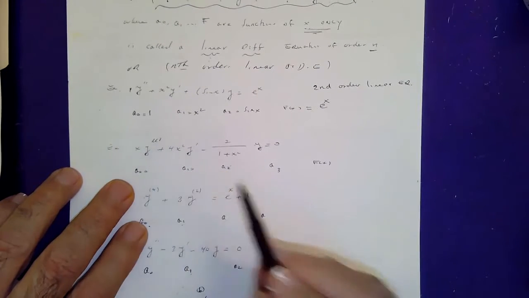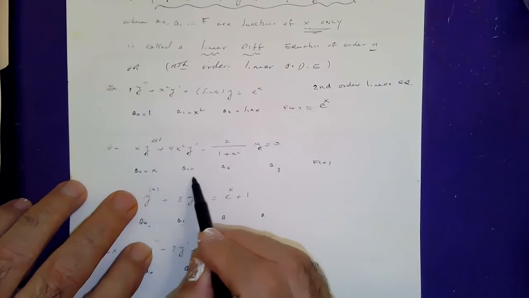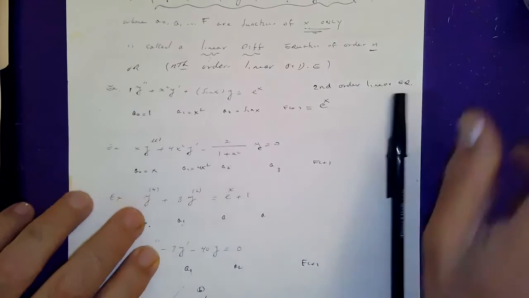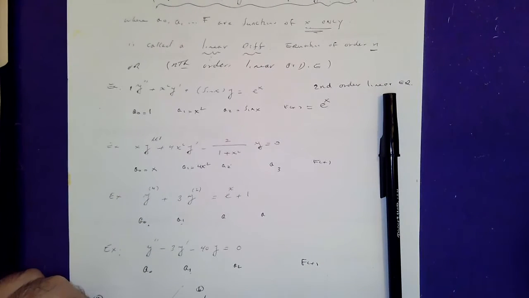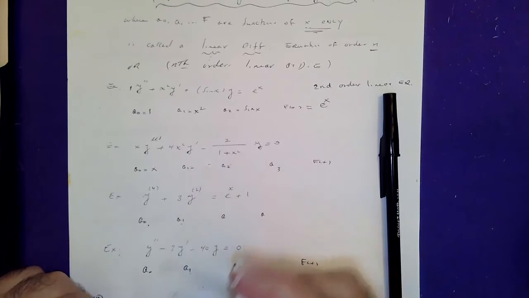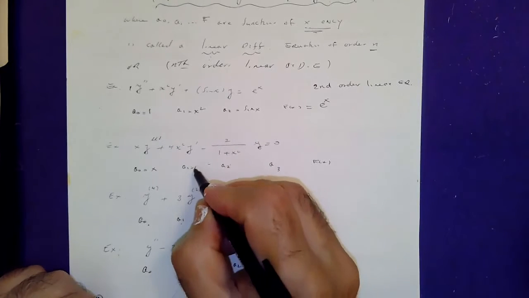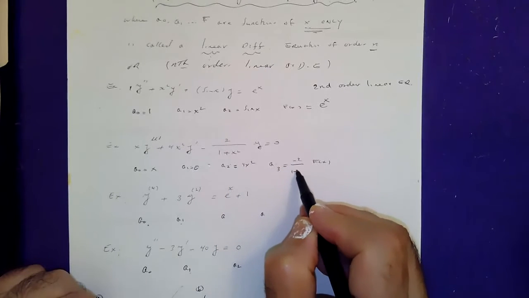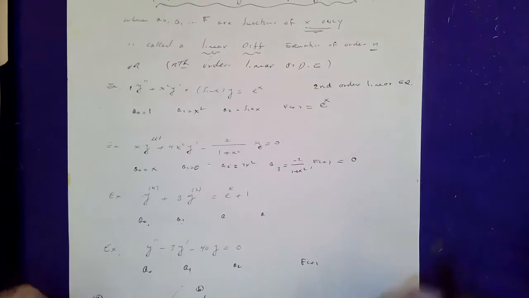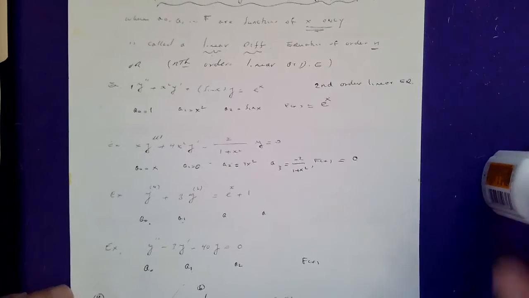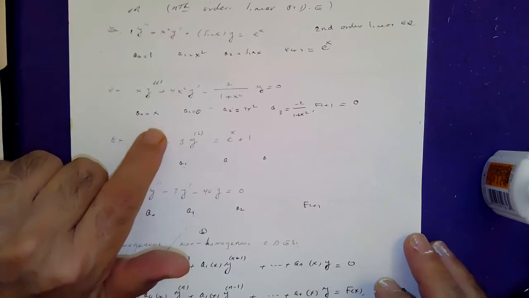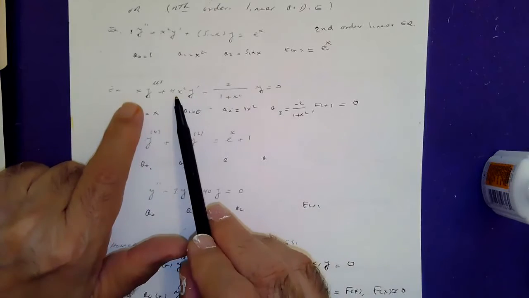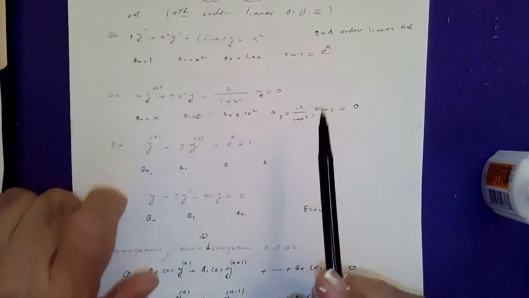What about this guy? Yes, you have y triple prime. So a sub 0 is x, and a sub 1 is missing because there is no y double prime, wait, excuse me, guys. A sub 2 is 4x squared, and a sub 3 is negative 2 over 1 plus x squared, and f of x is missing, so no problem, right? Absolutely no problem. Sometimes some of the coefficients are 0, sometimes even the function on the right side is 0, and sometimes the coefficients are constant, so no problem.